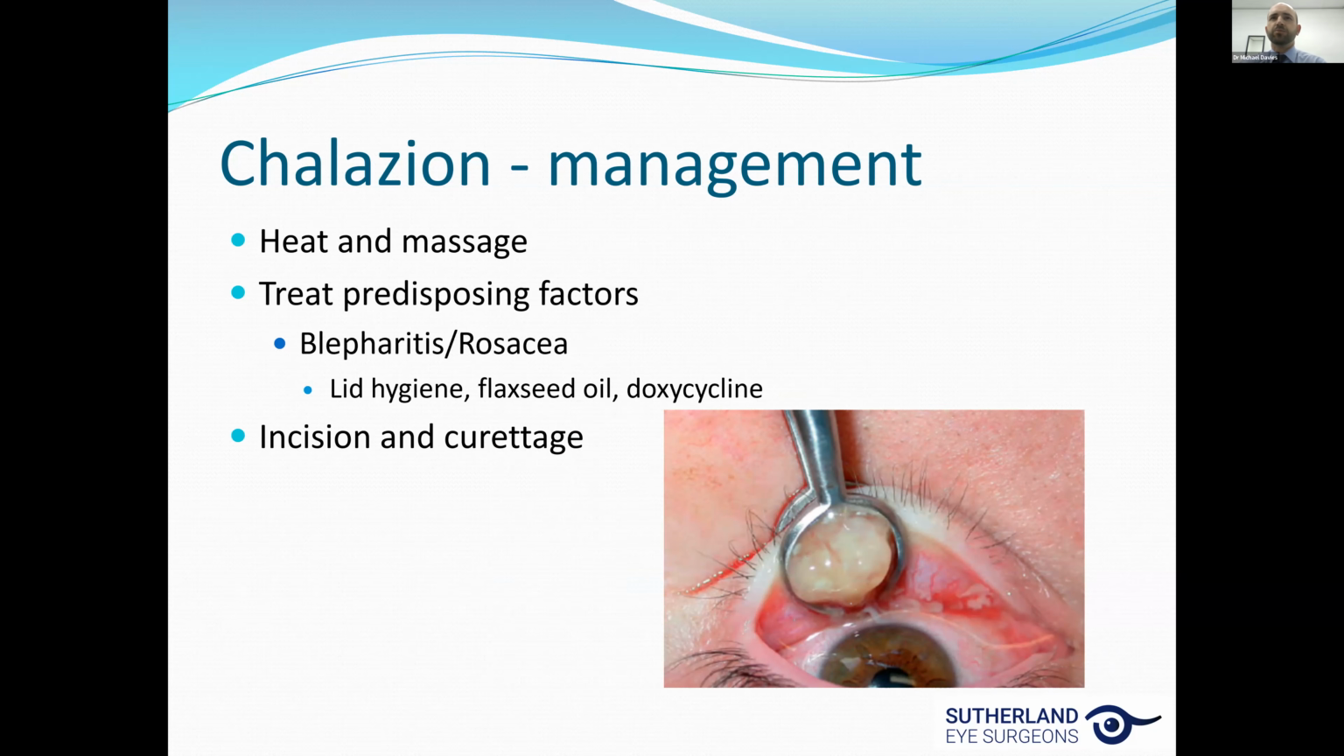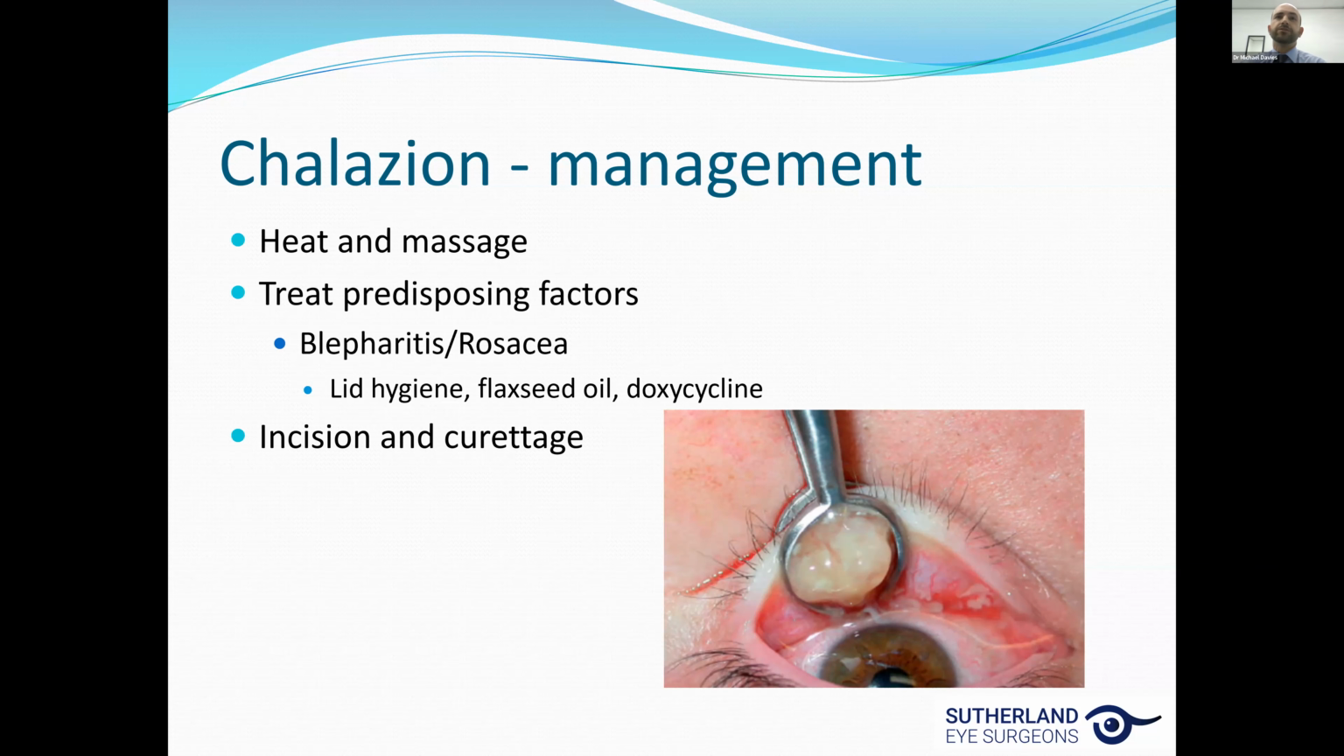You want to treat any underlying predisposing factors. So as mentioned with the blepharitis and the rosacea, if they're getting recurrent lesions, you want to treat that. The blepharitis, we talk about lid hygiene. So essentially that's just cleaning along the edge of the eyelid margin to remove any debris or any thickened oil secretions that tend to build up there and lead to the blockage of the duct opening. Flaxseed oil, which is just an oral preparation, has been shown to soften up some of the constituents to make it less likely to clog up the opening. And then in refractory blepharitis or significant rosacea, oral doxycycline is often very effective as well.